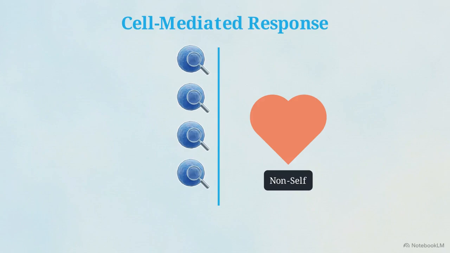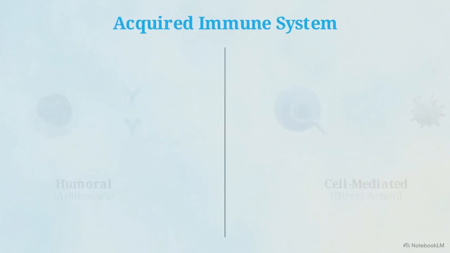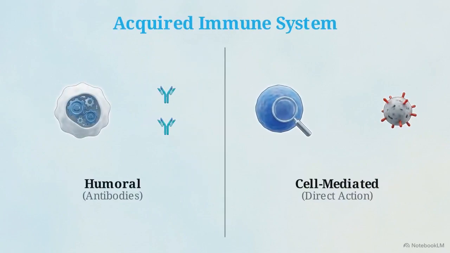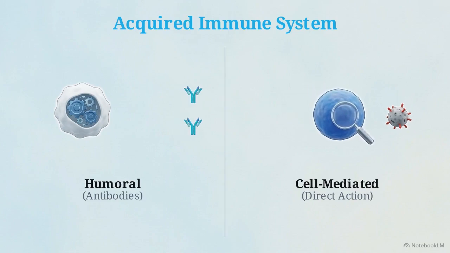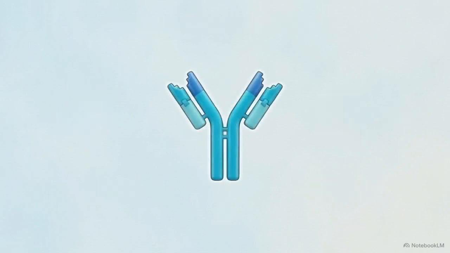By dividing the labor, using B cells to manufacture weapons for the blood, and T cells to manage infected or foreign cells directly, the acquired immune system can neutralize complex, highly evolved threats. To understand how these weapons work so precisely, we have to look at the physical structure of the antibodies produced by the B cells, represented biologically as H2L2.